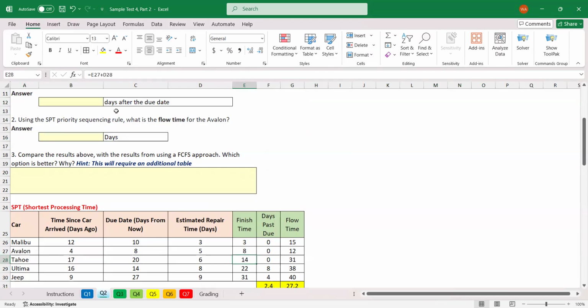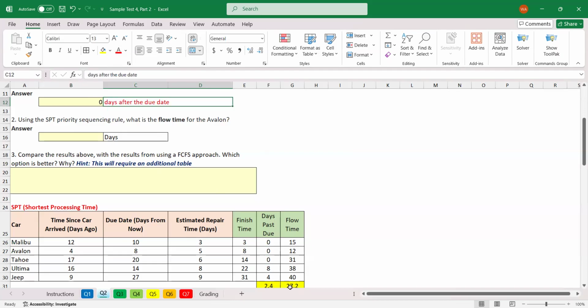Okay. But the question is asking how many days after the due date? How many days after the due date? And my answer to that is days past due here shows a 0. So it will not extend beyond the due date. So put the 0 there. Make sure to read what's in this section of your answer.